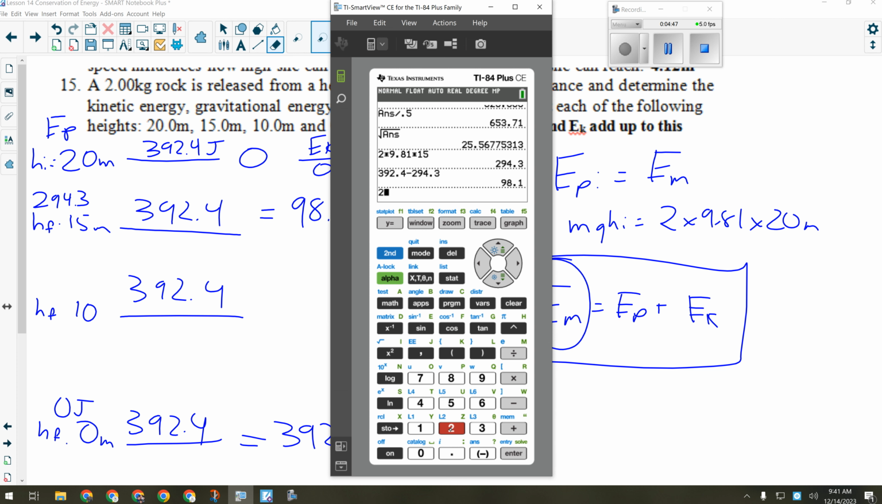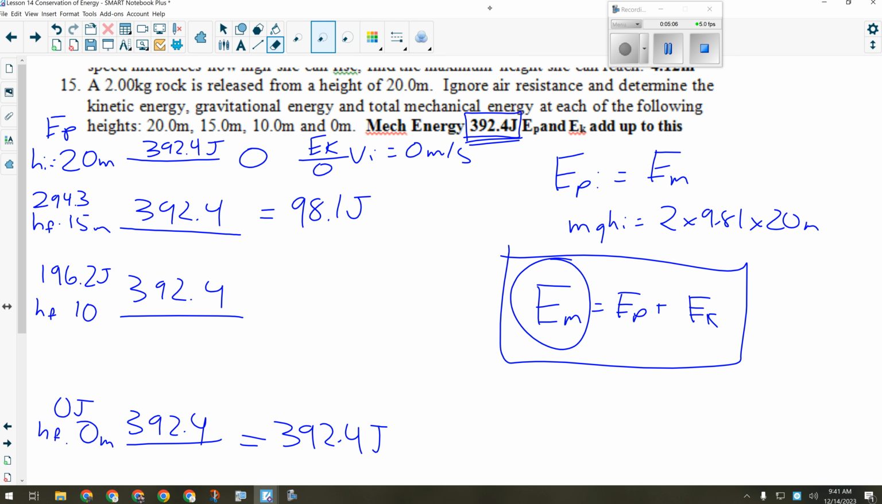So 2 times 9.81 times 10 will get us 196.2 joules. If I subtract that from 392.4, I get 196.2, don't I? Yeah. So that's where they're equal. And then obviously it all converts to kinetic at the bottom.